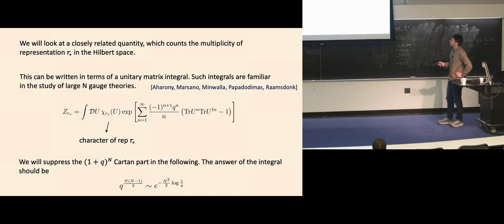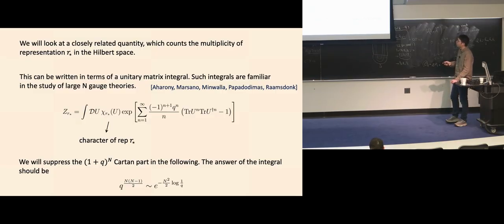We will look at a closely related quantity, which is not the BPS partition function, but is the quantity that basically counts the multiplicity of the representation R star in the Hilbert space. So basically the partition function, but without this 3 to the N squared over 2 factor. It is known that this can be written in terms of a unitary matrix integral, and such integrals are very familiar in the study of large N gauge theories. So the integral is the following. It has 2 parts.